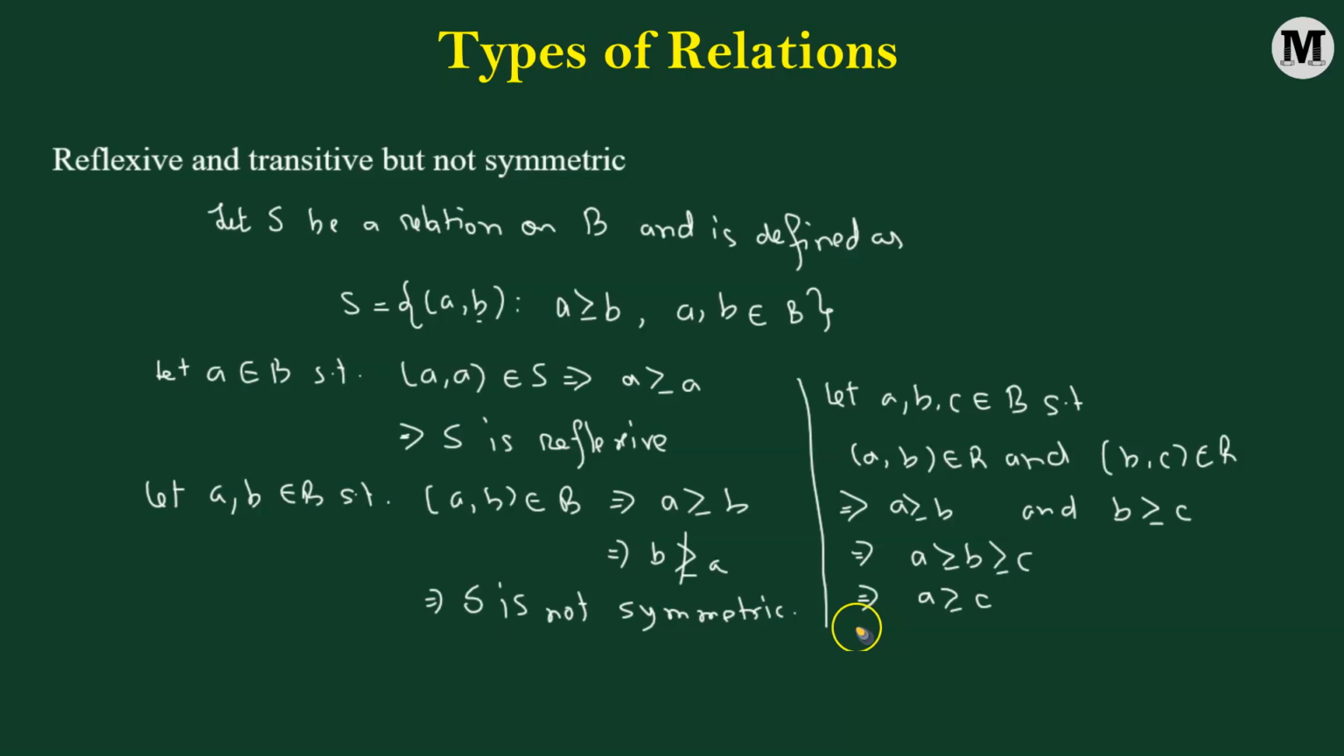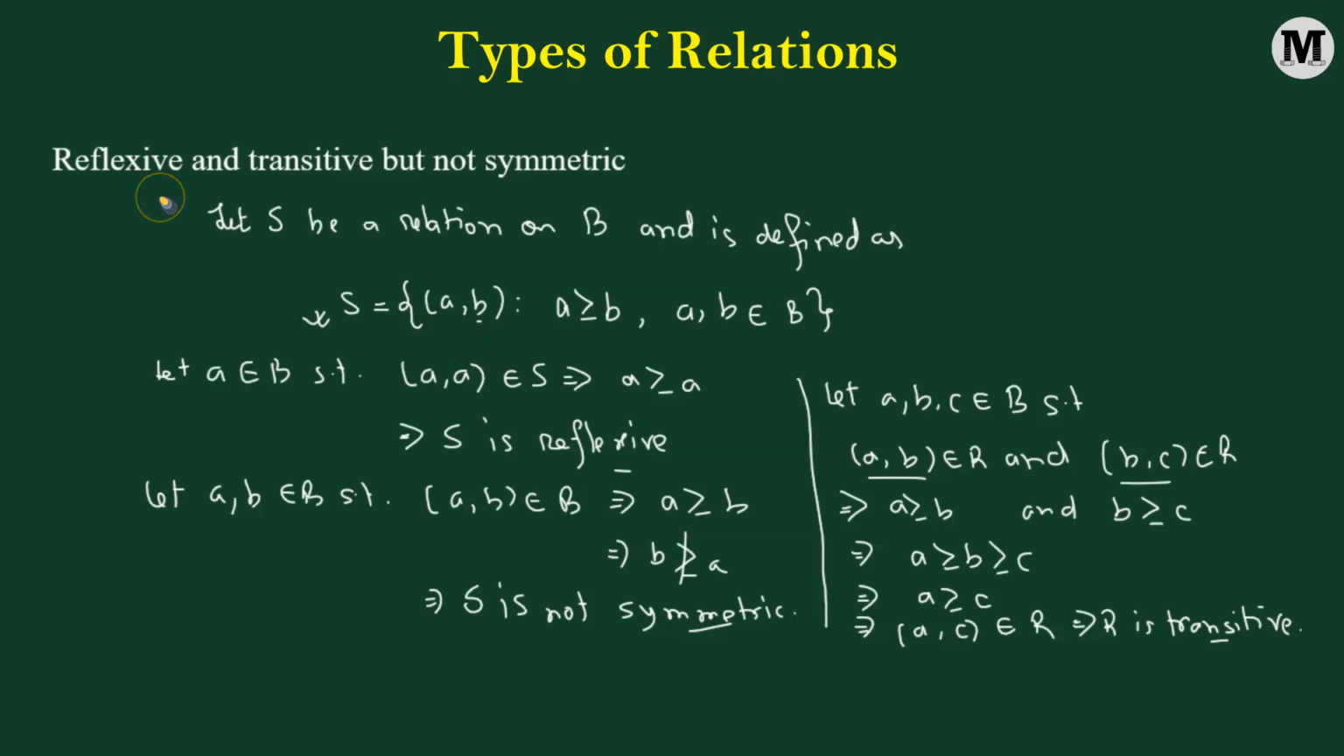Now A greater than or equal to C is coming from our definition. That means (A, C) belongs to the relation. We started out by considering the ordered pairs (A, B) and (B, C) belonging to the relation, and we were able to show that the ordered pair (A, C) also belongs to it. So the relation is transitive in nature. Here we took an example where S is the set of ordered pairs (A, B) such that A is greater than or equal to B. We showed that S is reflexive and transitive, but not symmetric.